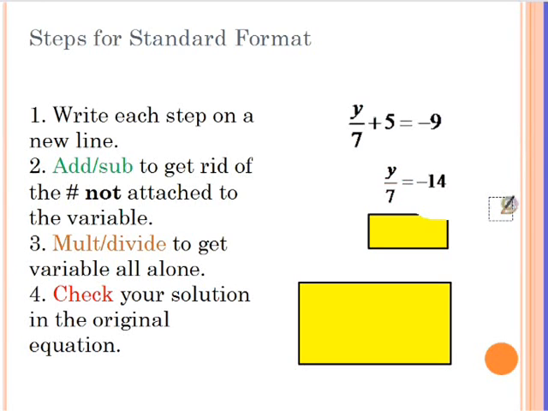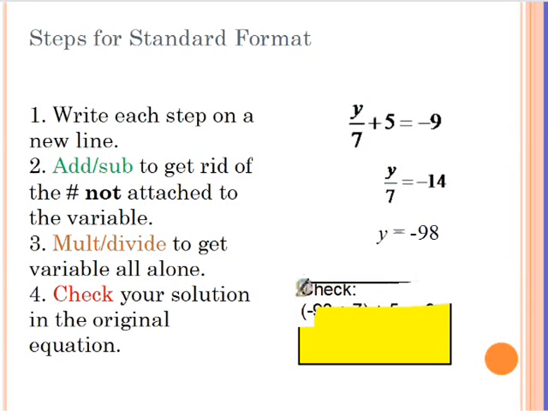Then you're always going to do the multiplication or division to get the variable all alone. So in this case, we'd multiply both sides by 7, and we would get negative 98. It is always a good idea to check your solution. I don't generally require that you write the check down. It's a good time to practice using your calculator, though, and make sure that it actually works.